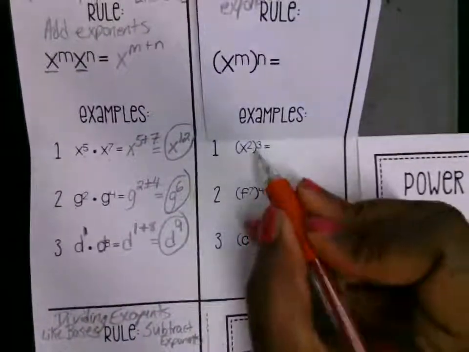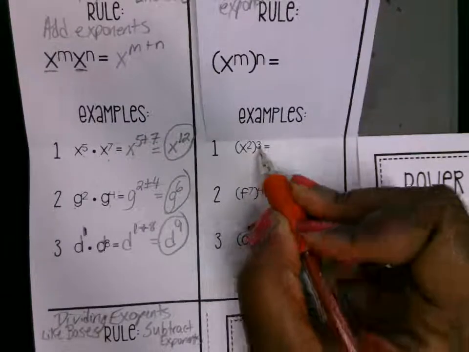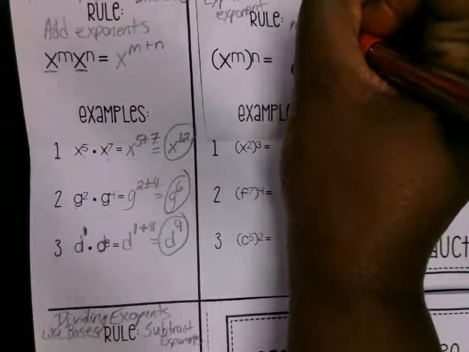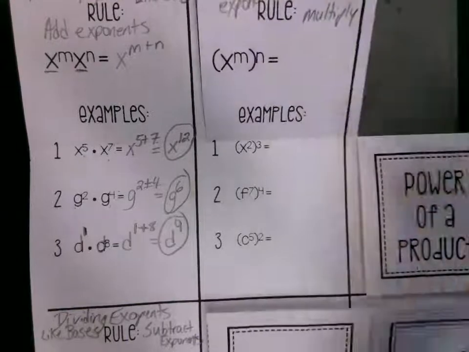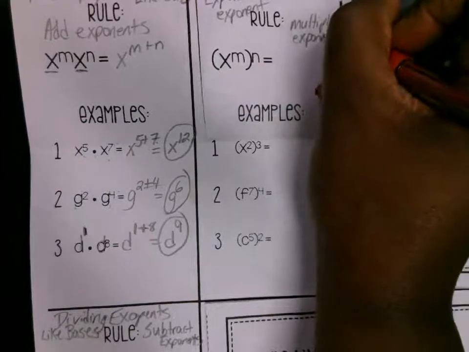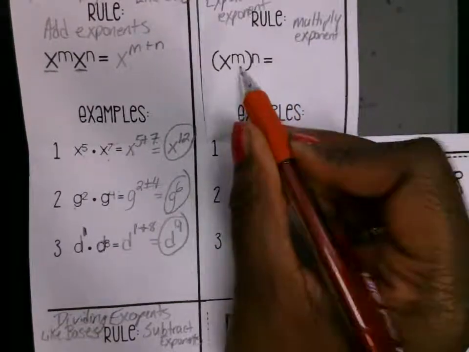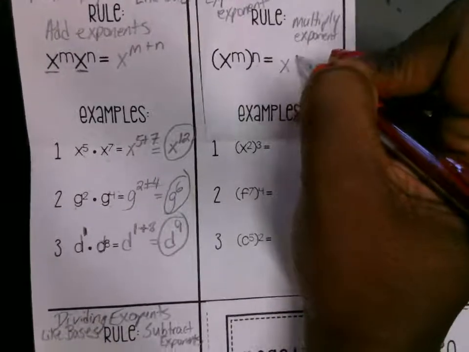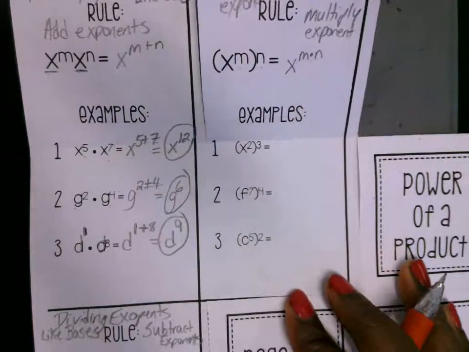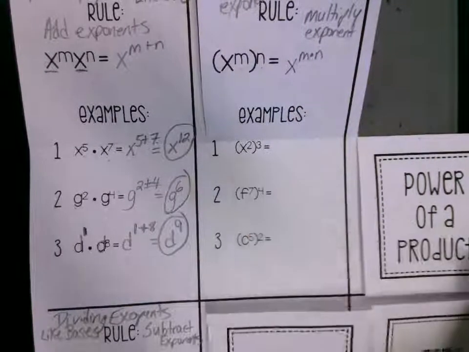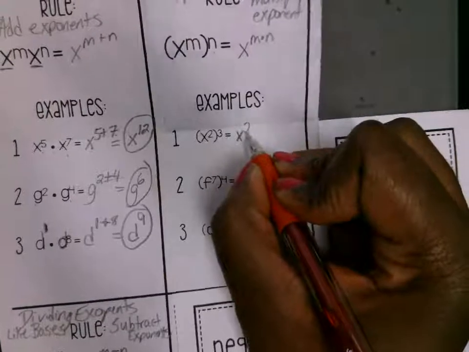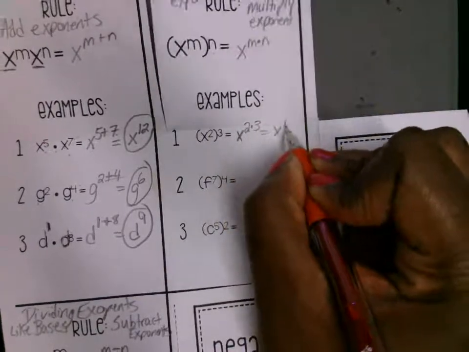Let's do this one. What are we going to do when an exponent is raised to an exponent? What operation are we going to use? Multiplying. We're going to multiply the exponents. Power raised to a power, multiply the exponents. So that means you're going to multiply m times n. Whatever these numbers are, multiply them together. So let's do number 1. What are we going to multiply here? What's 2 times 3? 6.